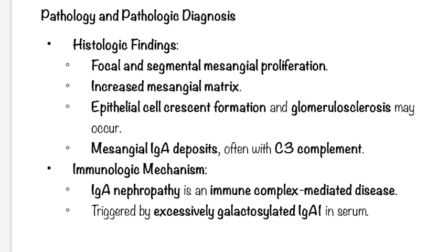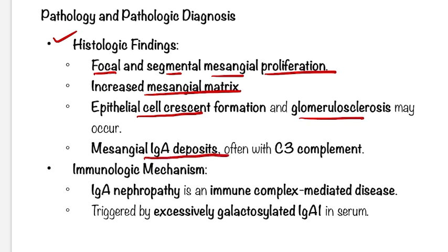Just pay attention here. I will discuss later with the help of diagrams. On histology, focal and segmental mesangial proliferation, basically extensive mesangial proliferation, is seen. There is increased mesangial matrix, epithelial cell crescent formation, and glomerulosclerosis. Mesangial IgA deposition is seen, and that's why it is called IgA nephropathy.